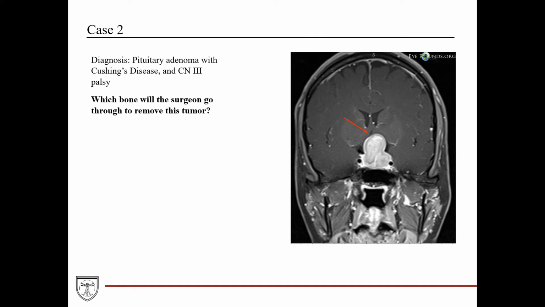So again, here's just a coronal MRI of the tumor here. And you can see where it's gotten pretty large and out of control here. And so a tumor like this has got to be removed. Question here, kind of a follow-up, is which bone will the surgeon go through to remove this tumor? This is more of a surgical anatomy question, but it makes you think about where the pituitary is in the skull base. If there's any thoughts on that.